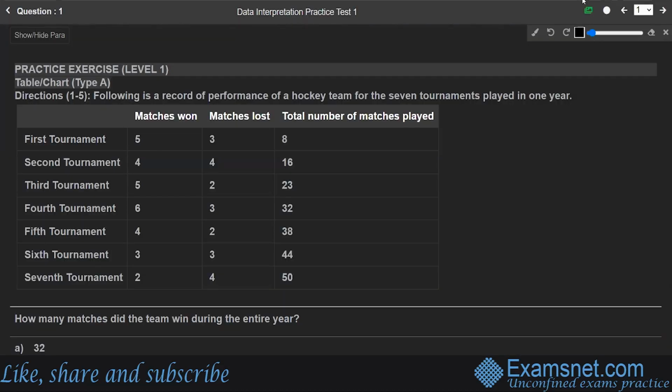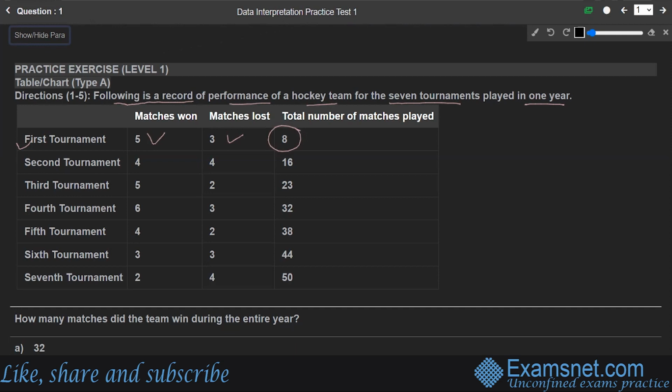Okay, so the question says there's data given, and in that data, let us read: following is the record of the performance of a hockey team for the 7 tournaments played in 1 year. There's a hockey team that has played a certain number of tournaments, and this is the record available. For the first tournament there were 5 matches won by the team and 3 matches lost. So in all there were 8 matches.